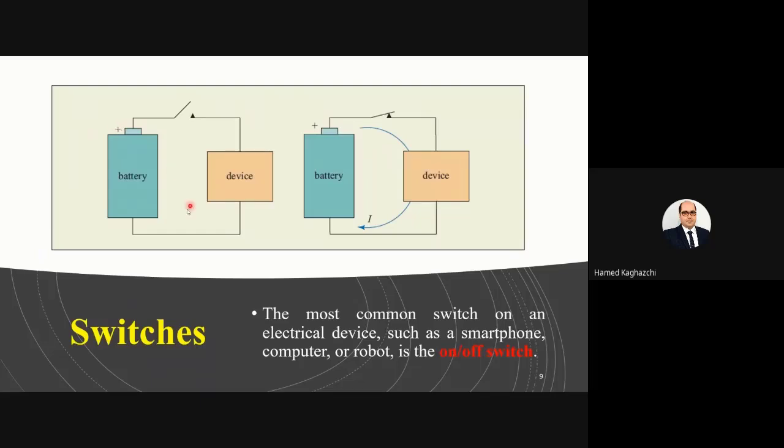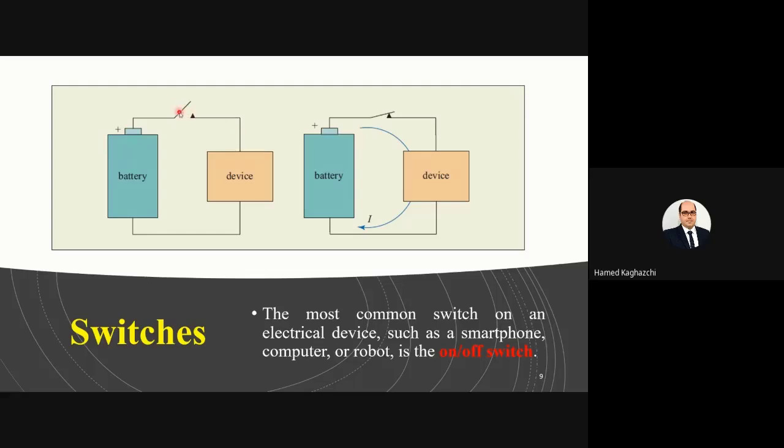Okay, another type of switches are called on-off switches, which are used on electrical devices. As you see in the figure, when the switch is on, it allows current to flow to the device by connecting to the battery. When the switch is off, you don't have any current flow from the battery to the device.